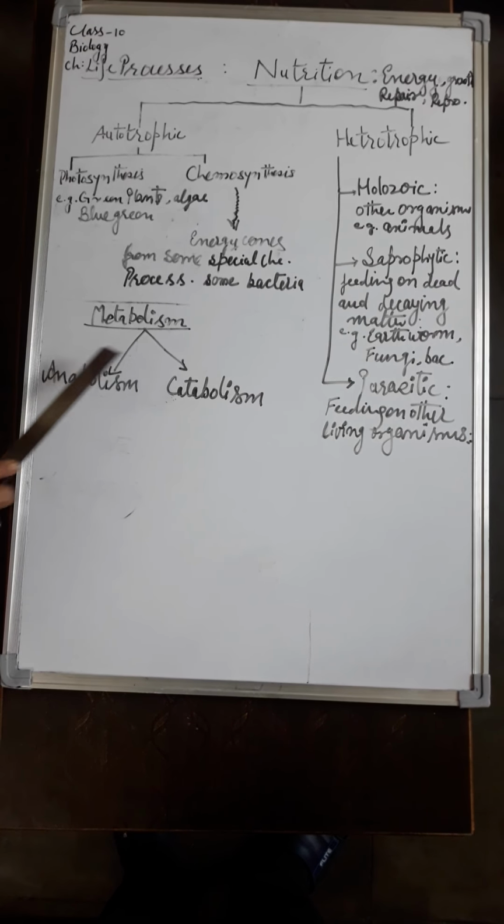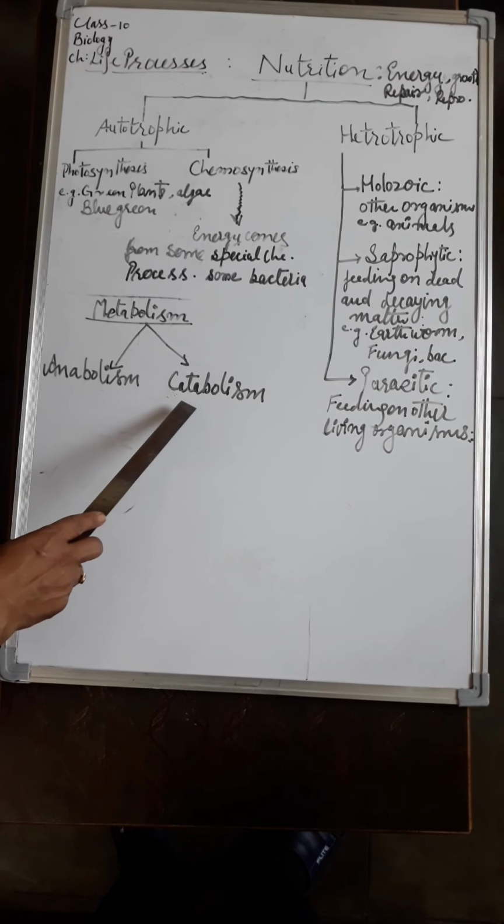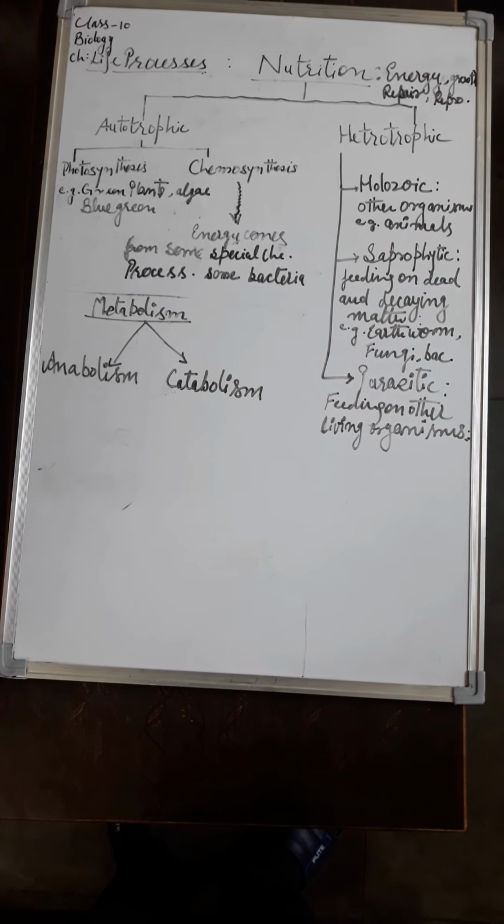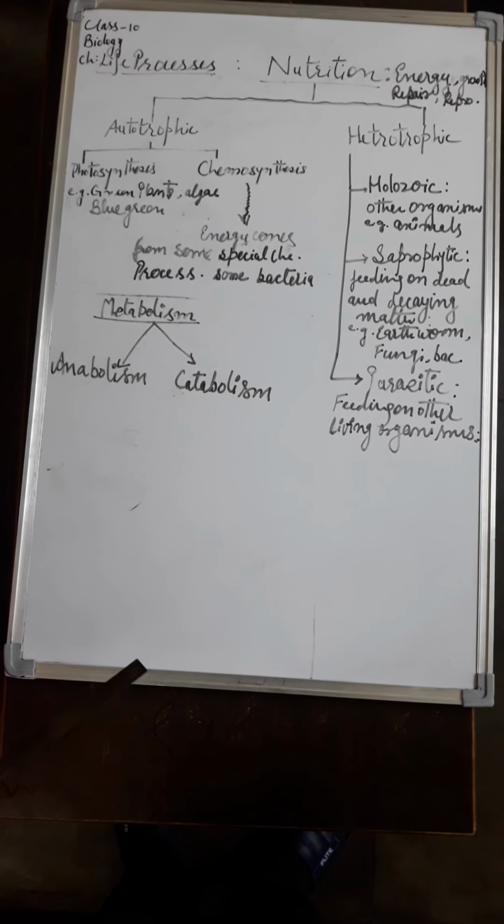So metabolism is a combination of anabolism and catabolism. So further topics will be continued, children, in the next video.